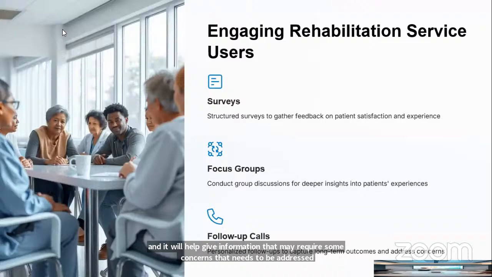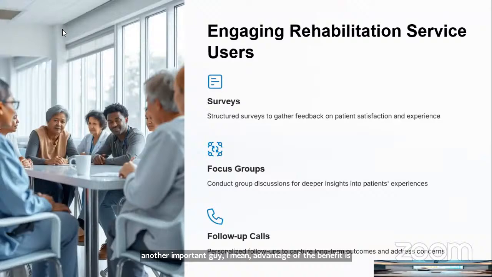Now, this engagement has benefits such as helping us incorporate clients' feedback in our services, which will guide us in improving the quality of our services. It will also give us the ability to enhance our service delivery. And another important benefit is giving patients more trust and confidence in our services.